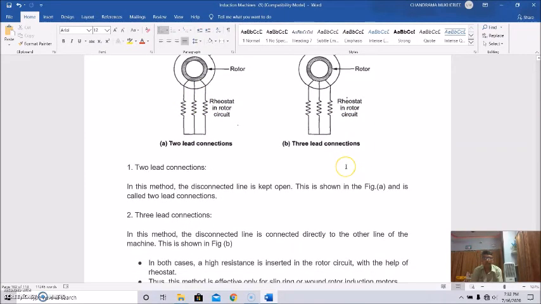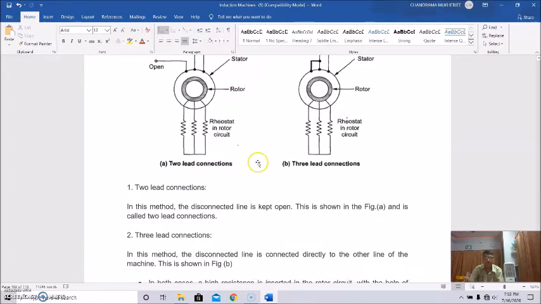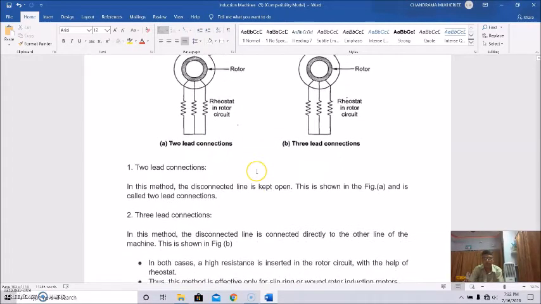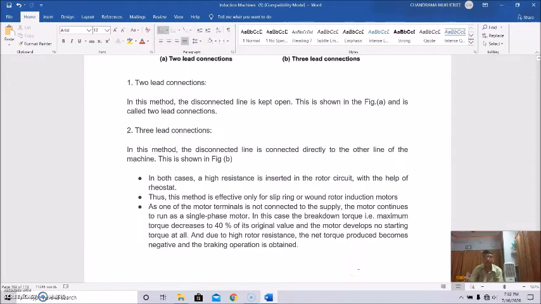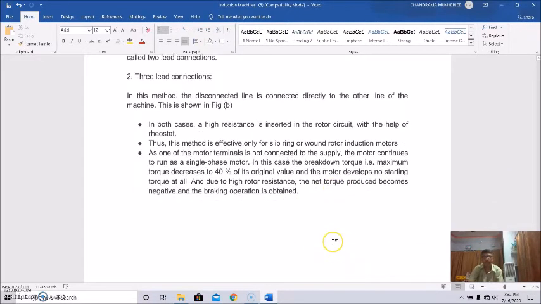And so this method is applicable only for slip-ring induction motors, and since in this case the motor operates as a single phase motor, no torque will be developed, and also the breakdown torque or the maximum torque decreases up to 40% of its original value, and due to high resistance the net torque produced becomes negative, and the braking operation is obtained.